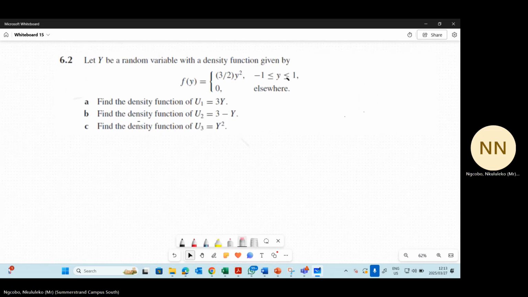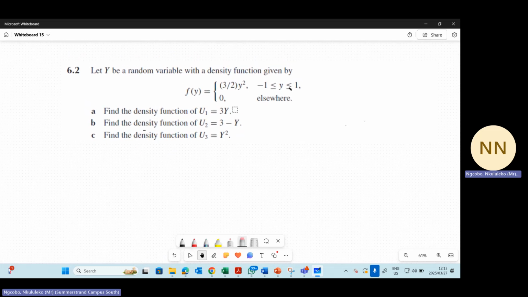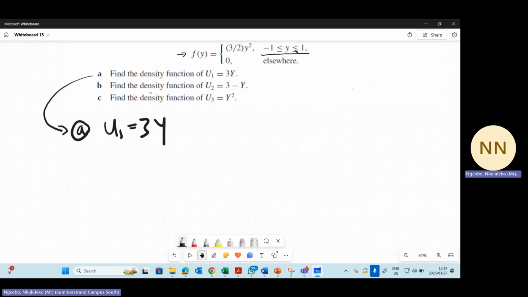Let me just erase here. Right, so this is 6.2. If you look here, you've got this density function. Let y be a random variable with the density function given by, where y is greater than or equal to -1 but less than or equal to 1, and 0 elsewhere. Now, what are you interested in? You're interested in A: find the density function of U1. In this case, u is just 3y, right?